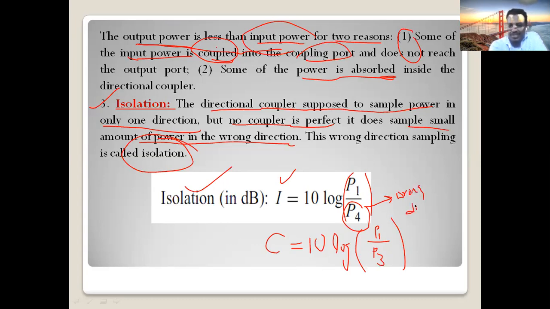We don't need a signal at port 4. Port 4 is used only if the signal comes from another direction. If the signal comes from this direction, only port 3 is used. If the signal comes from this direction, only port 4 is used. Port 3 will be isolated. If the signal is applied from this direction, port 3 is used. Port 4 will be isolated. So theoretically, coupling.